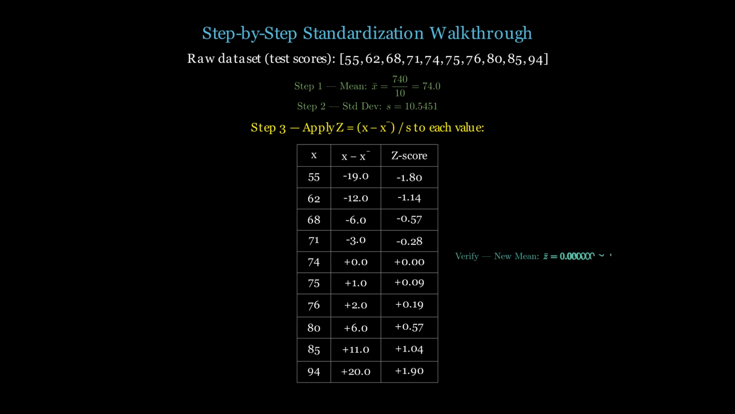Step 4. Verify our work. The mean of all z scores is essentially 0. And the standard deviation is essentially 1. Standardization worked perfectly.